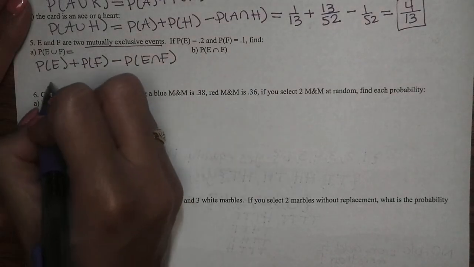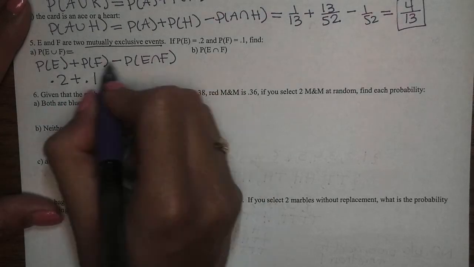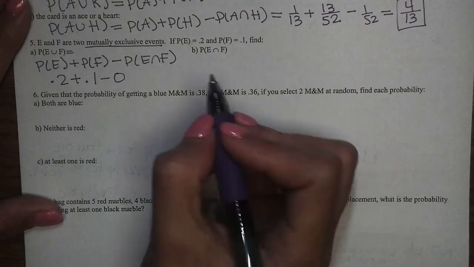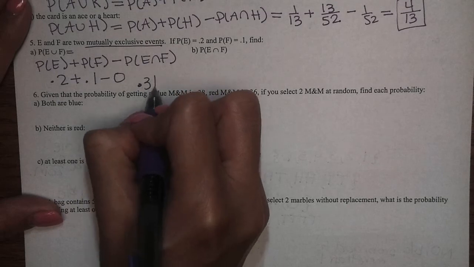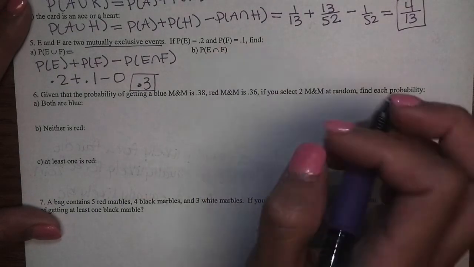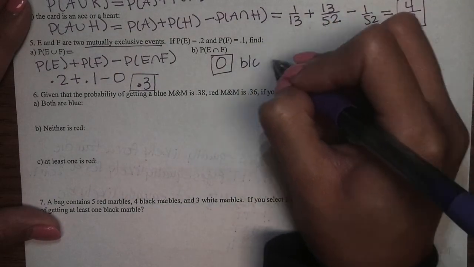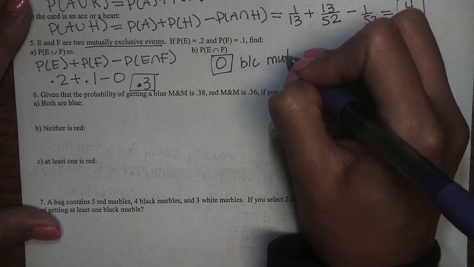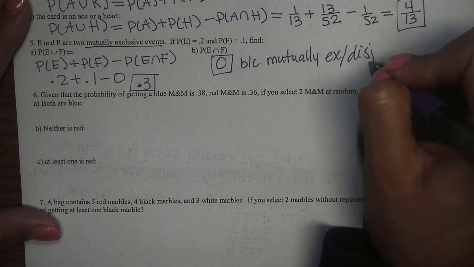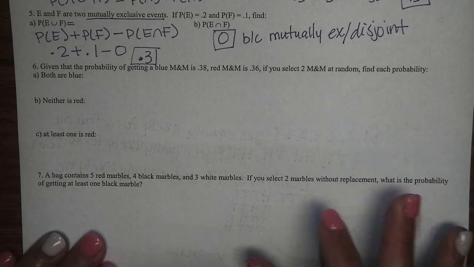So the probability of E is 0.2. The probability of F is 0.1. The intersection of E and F, since they're mutually exclusive, is going to be 0. So my final answer would just be 0.3. And that gives us the answer for letter B. Find the probability of E and F. Like I just said, they are mutually exclusive, so it would be 0 because mutually exclusive, slash disjoint. So that's how you would do something like number 5.